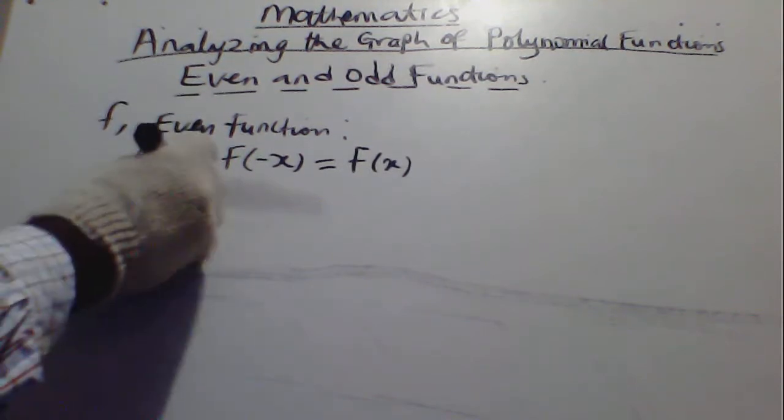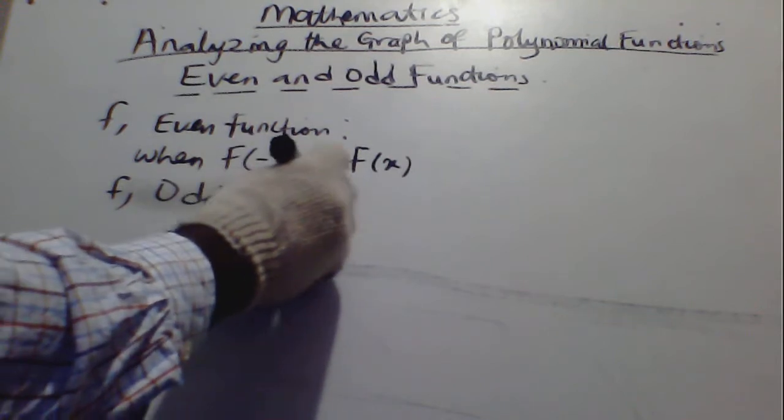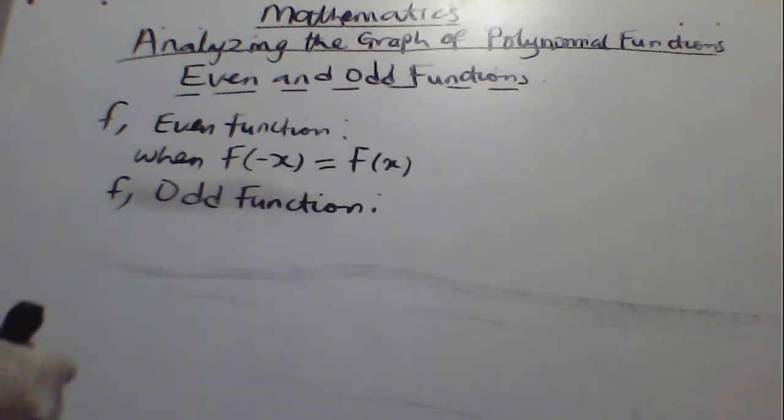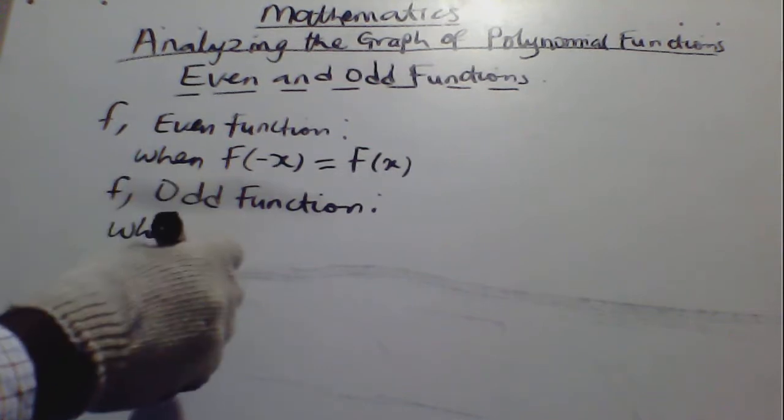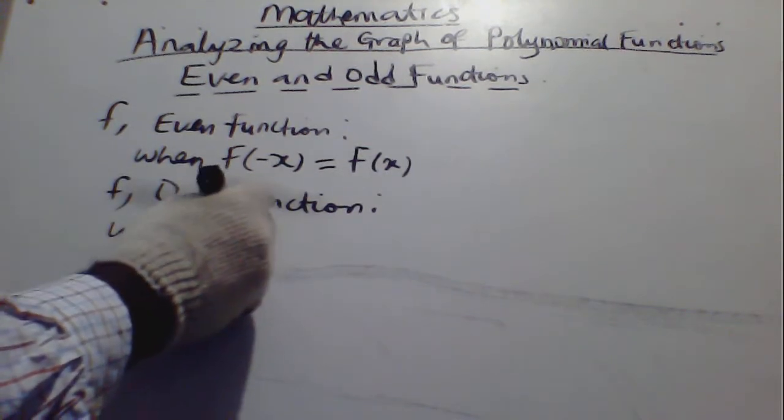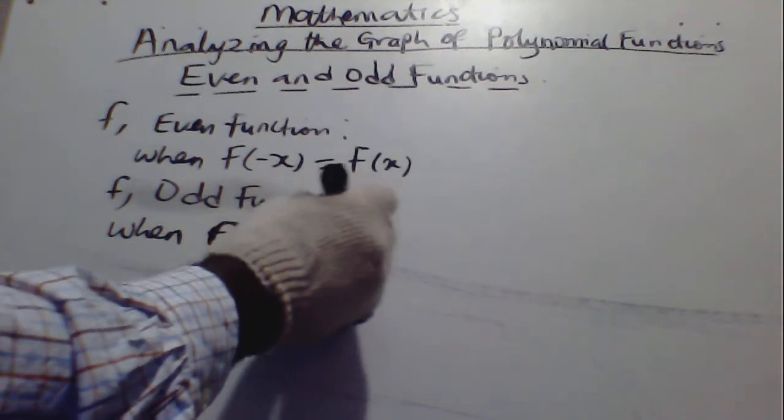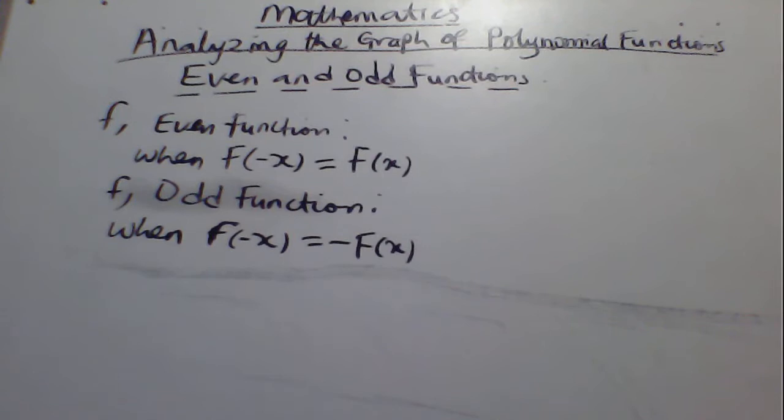And again, a function is an odd function when f of minus x is equal to minus f of x. So if f of minus x is equal to minus f of x, we say that the function is an odd function for all x in its domain. The graph of an odd function is symmetrical about the origin. For even, it is symmetrical about the y-axis.